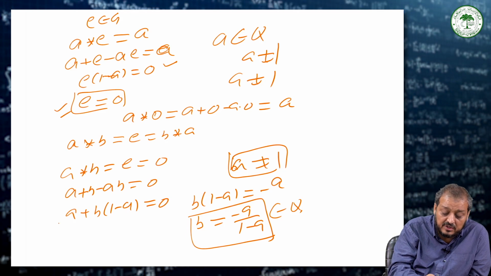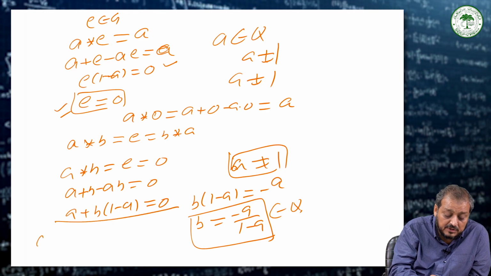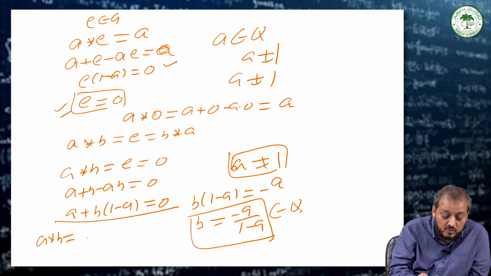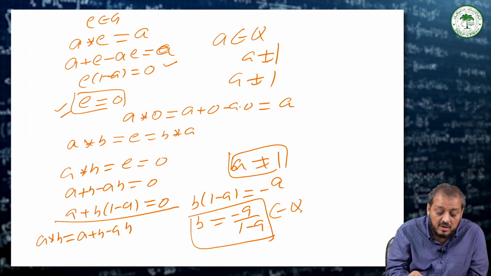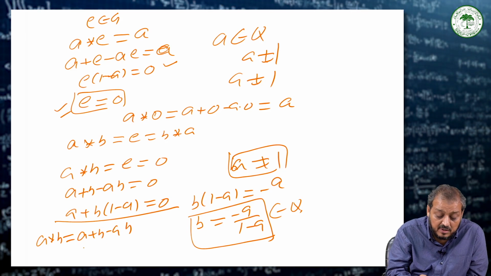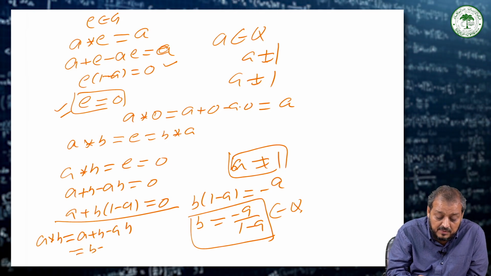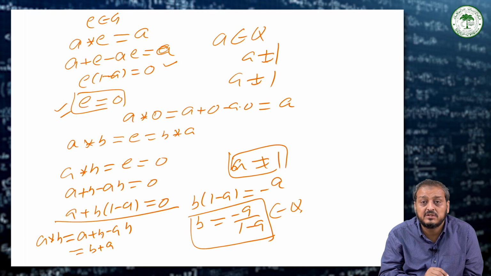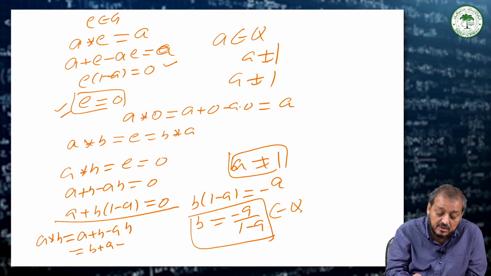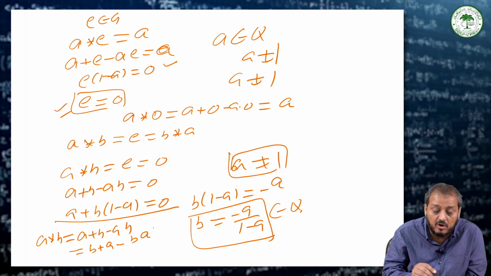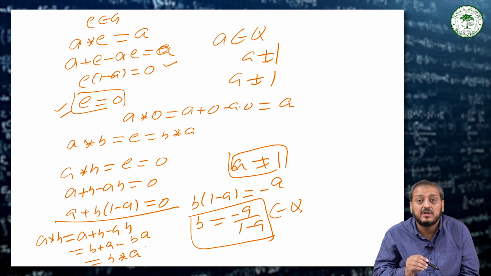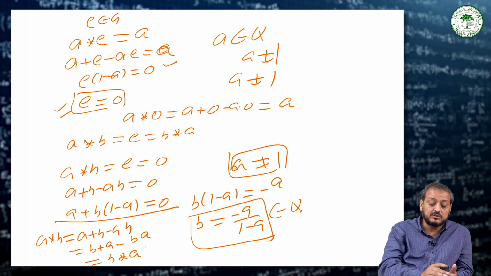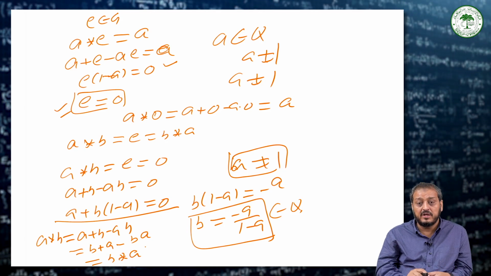Now the last condition we have to verify is commutativity. A composition B is equal to A plus B minus AB. A and B are all elements of the rational numbers. This can be written in the form B plus A, because rational numbers under addition are commutative, and also rational numbers under multiplication are commutative. So this is equal to B composition A. So A composition B is the same as B composition A.